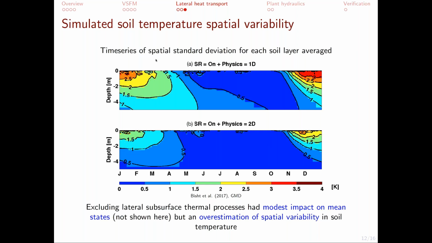We found that the inclusion of 2D physics did not impact the mean state, which is not shown here, but it definitely led to an overestimation of spatial variability.